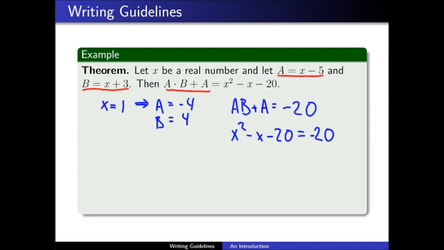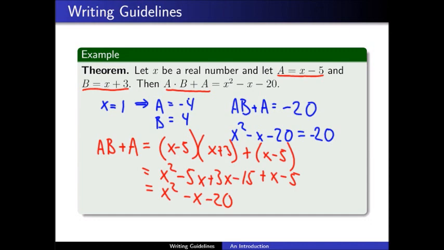Perhaps the easiest approach to take is simply to write down a times (b plus a) and substitute in for those values, the x minus 5 for a and the x plus 3 for b, and do some simple algebra. And we see at the end that we have exactly what it was that we wanted to have, x squared minus x minus 20. And so this completes the scratch work of our proof, and now we want to write this down formally.